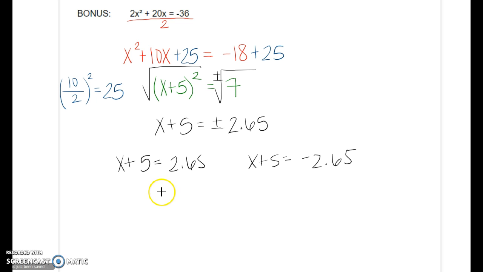And taking away 5 from both of those, you get x equals, the first one, 2.65 minus 5 is going to be negative 2.35. And negative 2.65 minus 5 is going to be negative 7.65. And there we go.